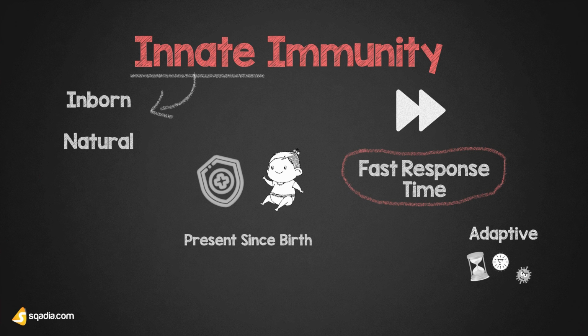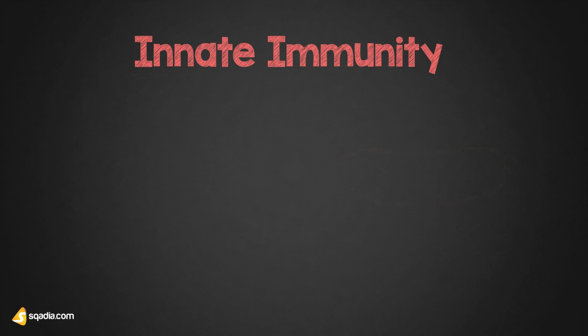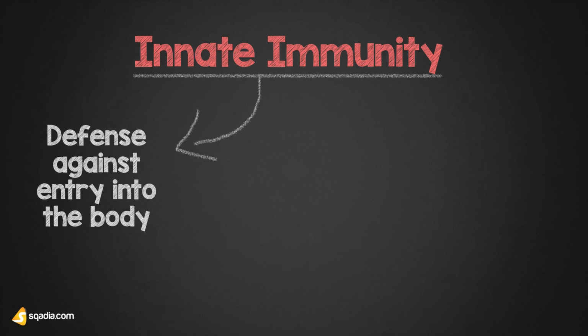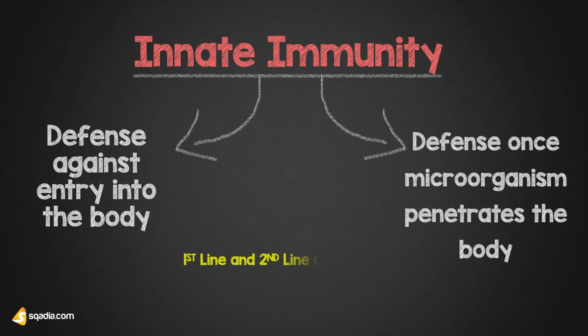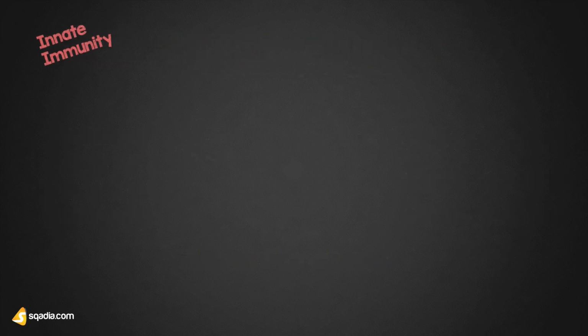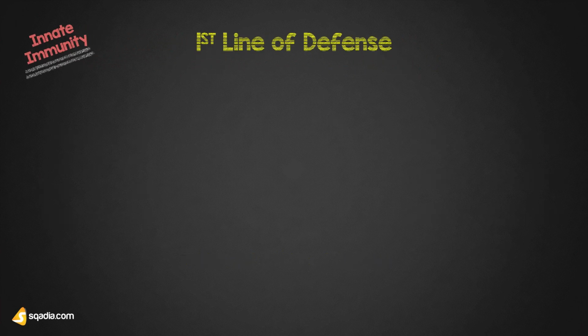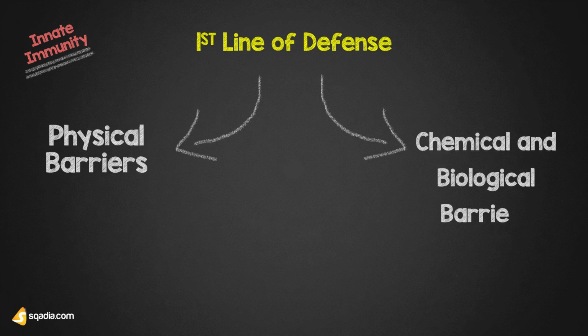To understand it more easily and look at its components, we can categorize it as defense against entry into the body, and the defense once the microorganism penetrates the body. Additionally, it goes by the names first-line defense and second-line defense. As a result, the body's first line of defense, or defense against invasion by pathogens, is composed of basic physical and chemical barriers. Let's think of it this way. In order to enter the body, an infectious agent must get past physical and biochemical barriers that are present at the surface of the body.